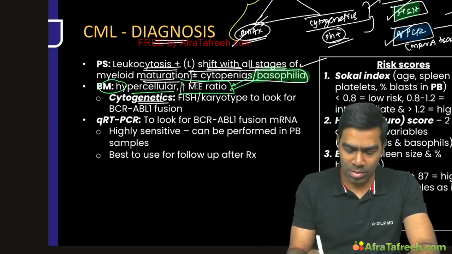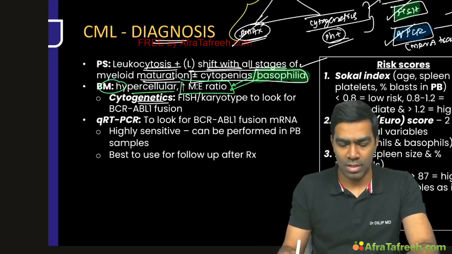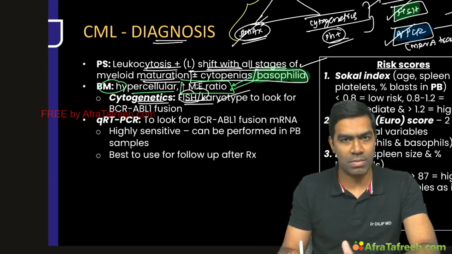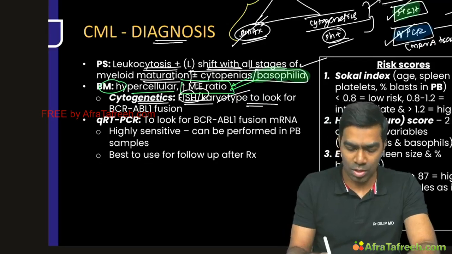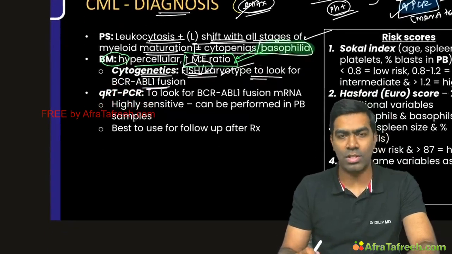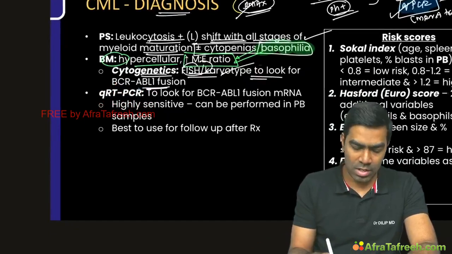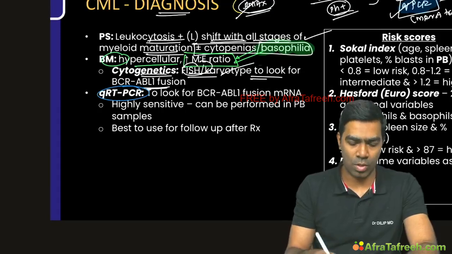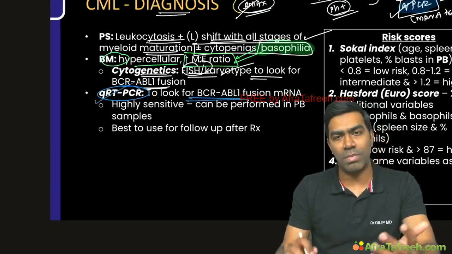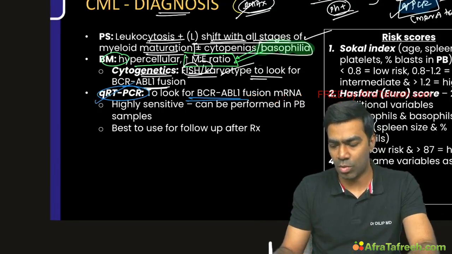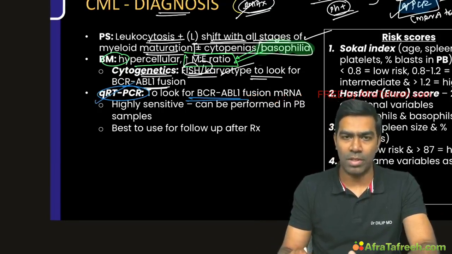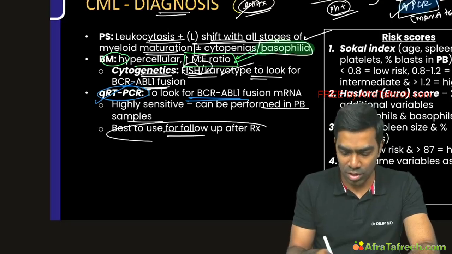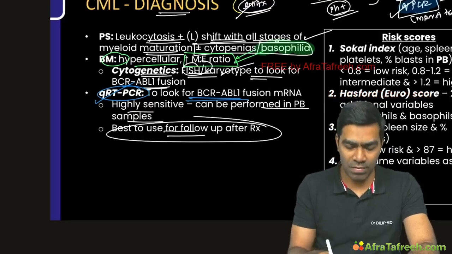And in the bone marrow samples, you can do cytogenetics. So it can be done with the help of either FISH or karyotyping, but the FISH is better, I told you. And this is to look for the fusion gene, BCR-ABL fusion gene. And you can also do RT-PCR, the real-time PCR. Quantitatively, you can pick up how much BCR-ABL fusion transcripts are there in the bone marrow or in the peripheral blood. So as I said, it can be done in the peripheral blood samples. That is why it is better for follow-up after starting therapy. It's very, very sensitive.